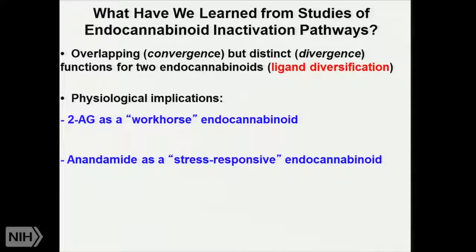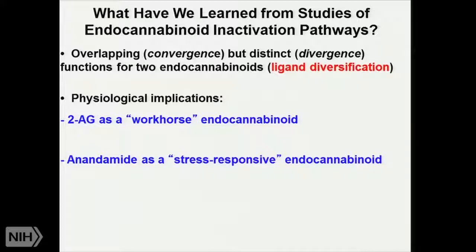One might consider anandamide more of a stress-responsive endocannabinoid, which is why animals that lack FAAH are relatively normal, but then reveal a variety of interesting phenotypes. I've only reviewed a subset for you here that are more related to stress and stress-responsiveness.